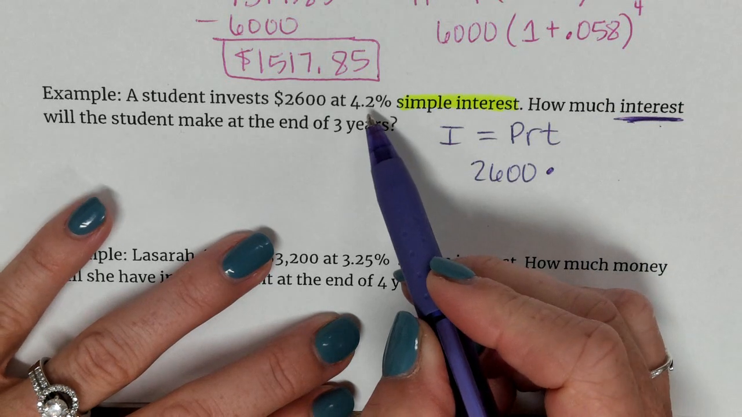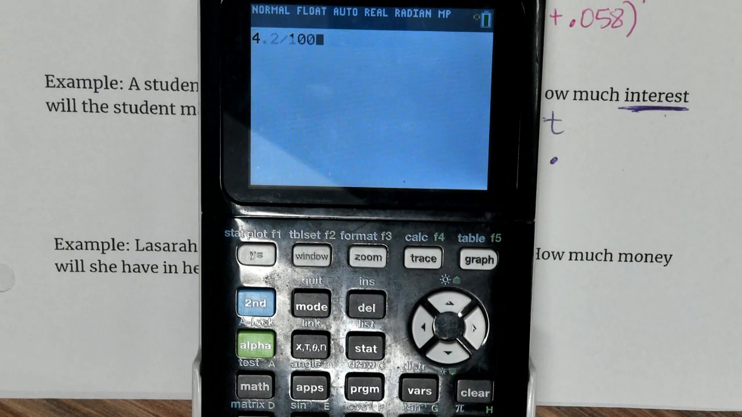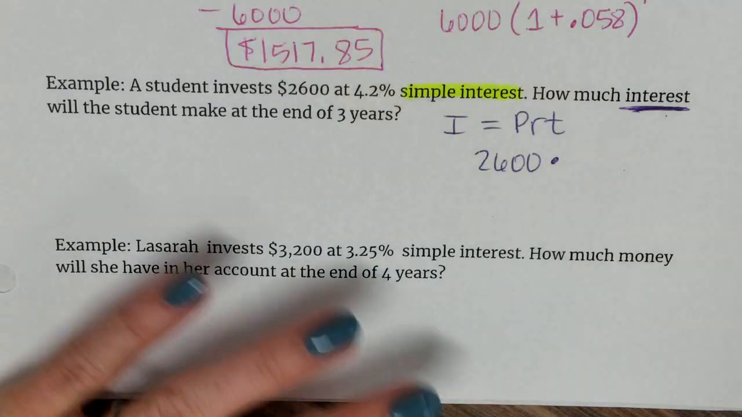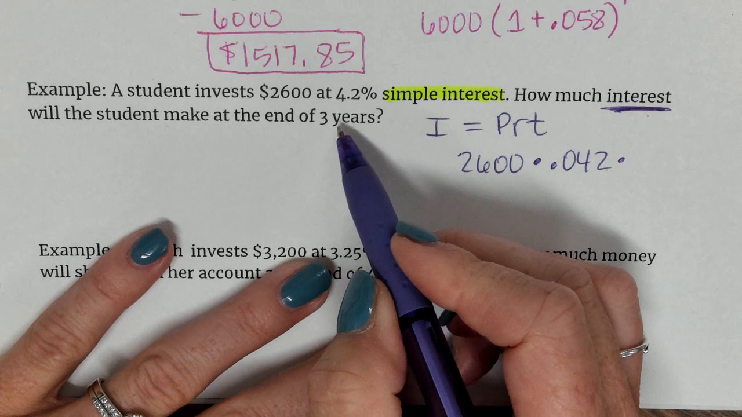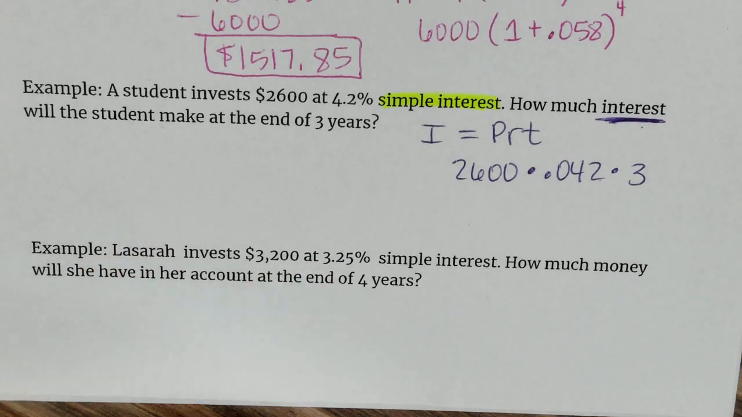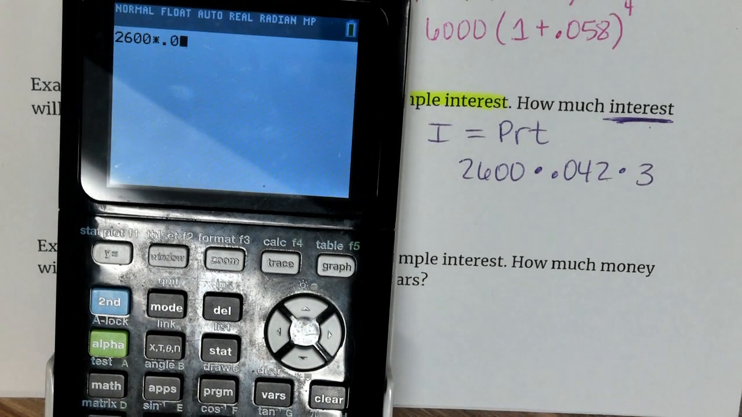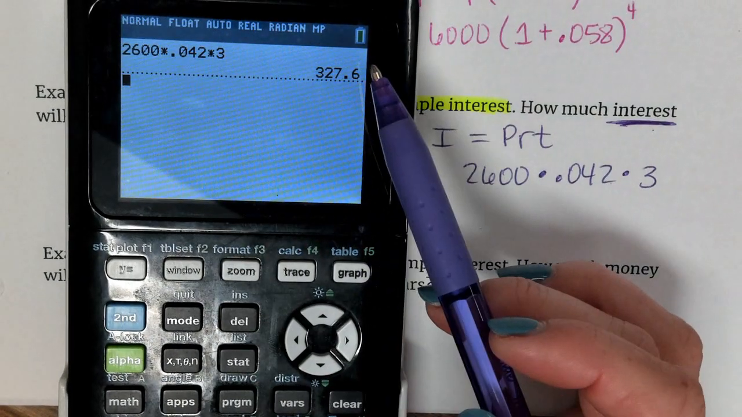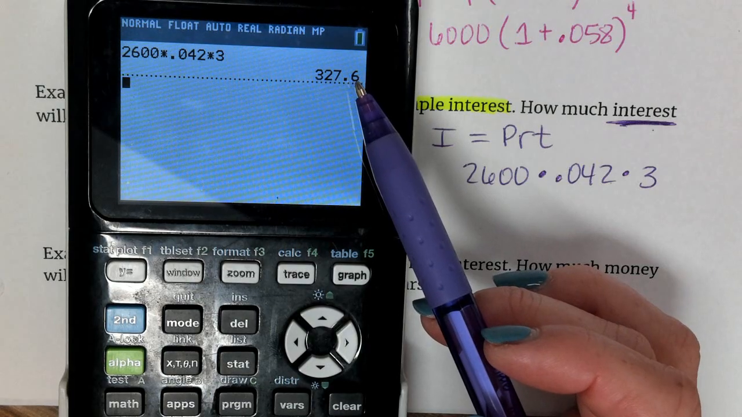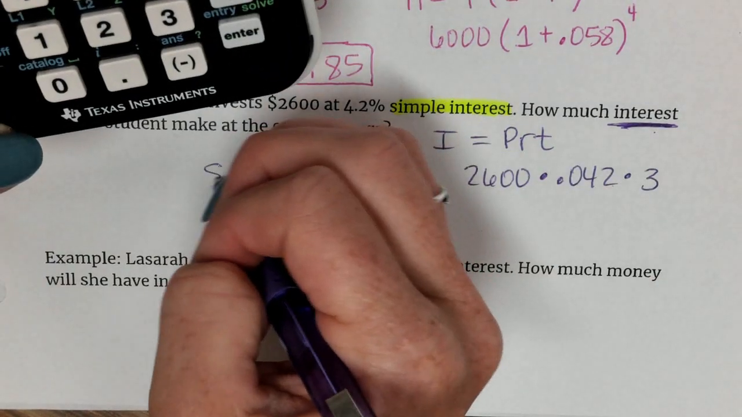But we have to change it to a decimal, so 4.2 over 100 is 0.042 times how many years? 3. So I just put it in my calculator. And that is the answer, but I need it to look like money, so what would I put with this 6? 0. A 0, so it's $327.60.